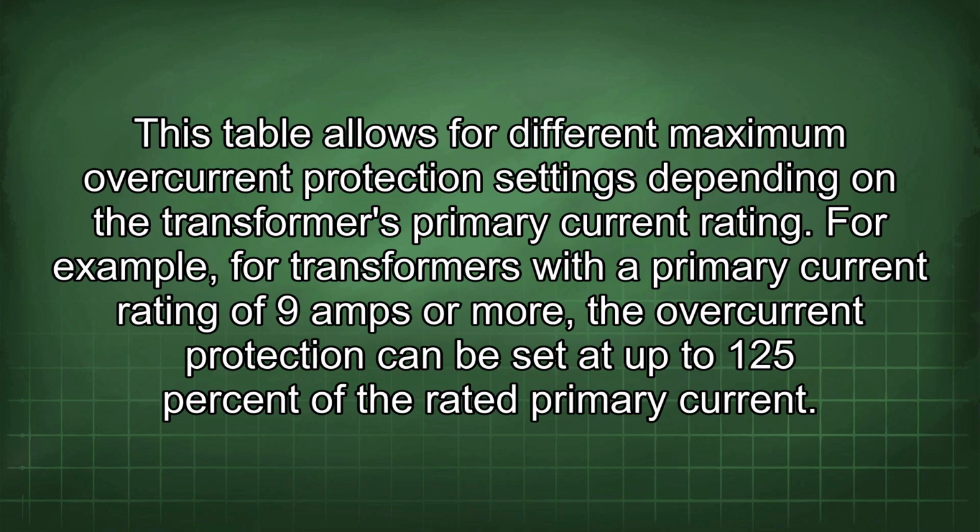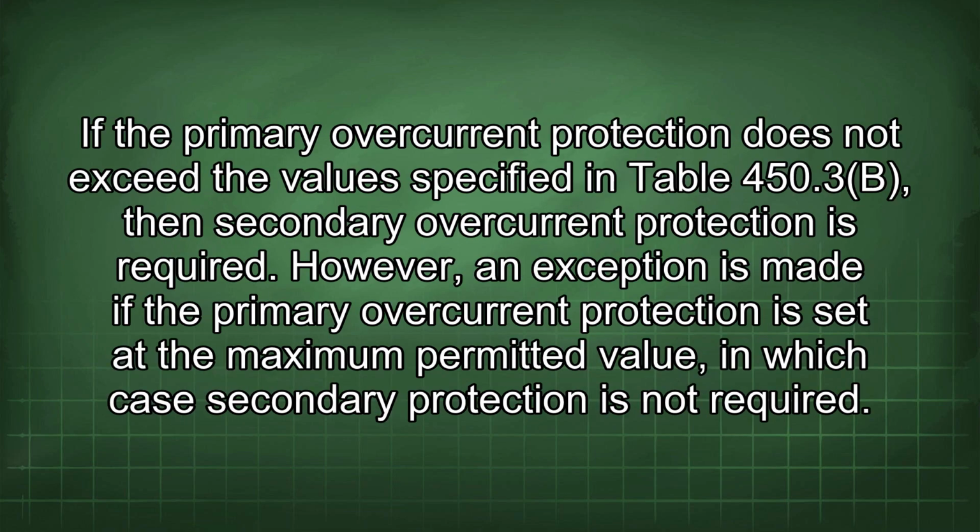This table allows for different maximum overcurrent protection settings depending on the transformer's primary current rating. For example, for transformers with a primary current rating of 9 amps or more, the overcurrent protection can be set at up to 125% of the rated primary current. If the primary overcurrent protection does not exceed the value specified in Table 450.3b, then secondary overcurrent protection is required. However, an exception is made if the primary overcurrent protection is set at the maximum permitted value, in which case secondary protection is not required.